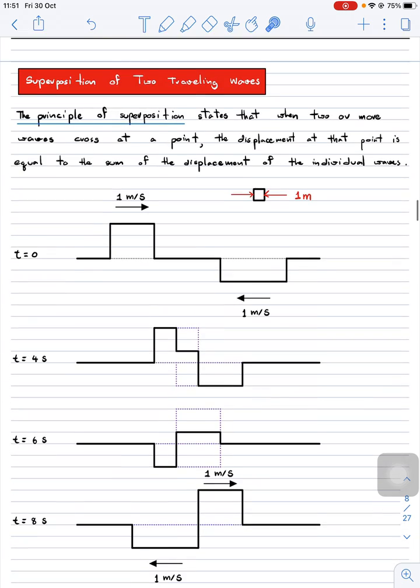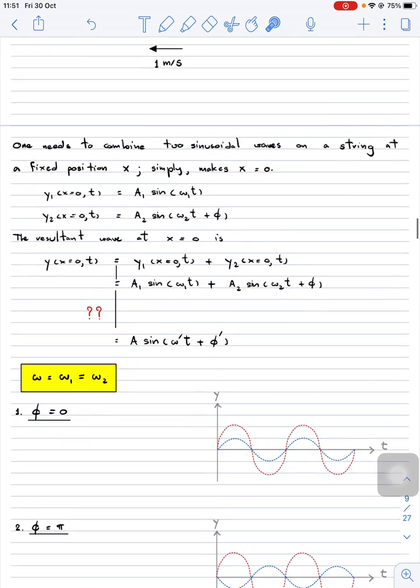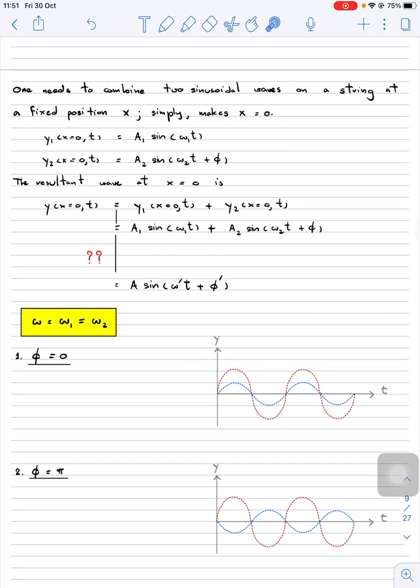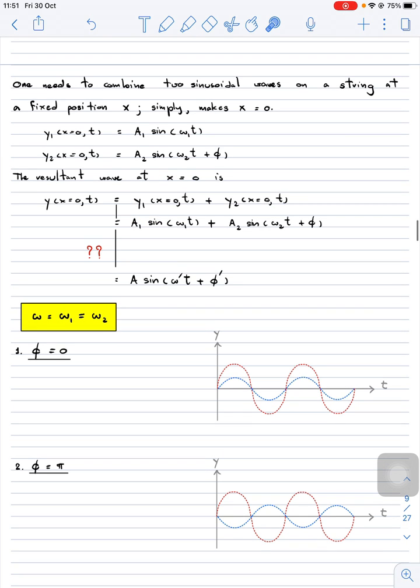From the principle of superposition, the displacement at that point, x equal to 0 in this case, is equal to the sum of the displacements of the individual waves. So if I just want to find the resultant wave at x equal to 0 for time t, I can just sum the displacements of both waves. It's just equal to y1 plus y2. Now just plug y1 and y2 into this equation, so this is what I get, equal to this.